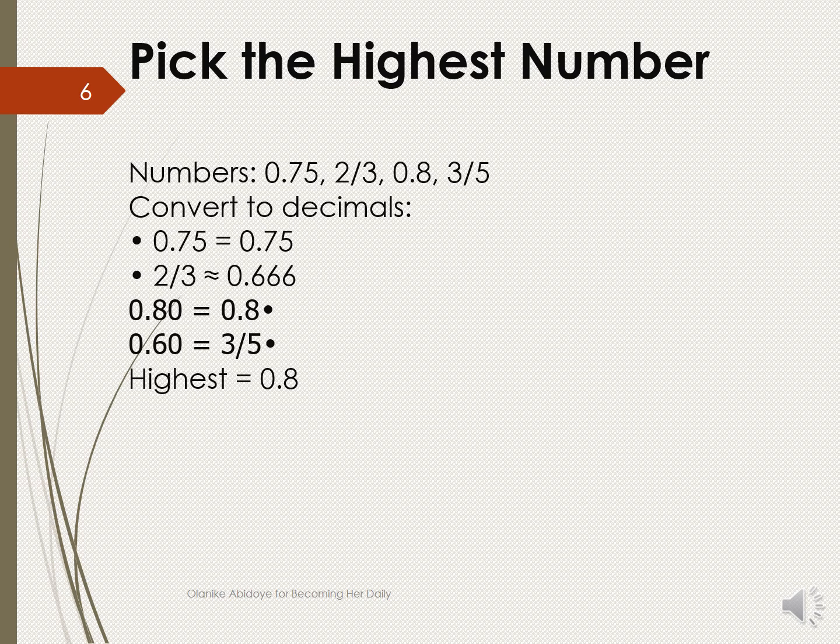Then the next one is 0.8, still like that. Then 3 over 5, we can change it using long division, 3 inside the line, 5 outside. How many 5 in 3? 0.